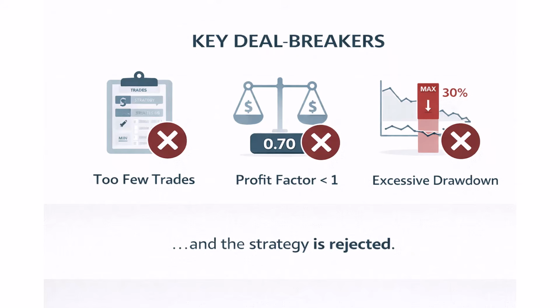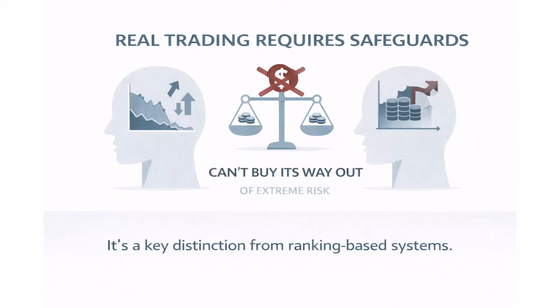This is critical because in real life you don't get to experience the final equity curve first, but you experience the drawdowns while they're happening. And these deal breakers turn the system into something very important. It is no longer fully compensating bad performance indicators. A strategy cannot buy its way out of extreme risks with high returns.